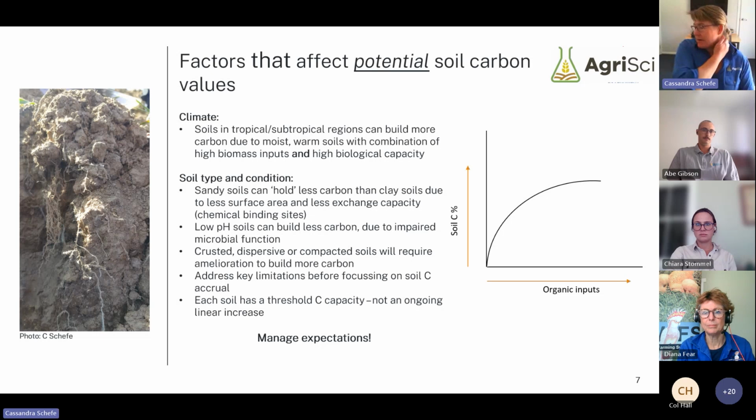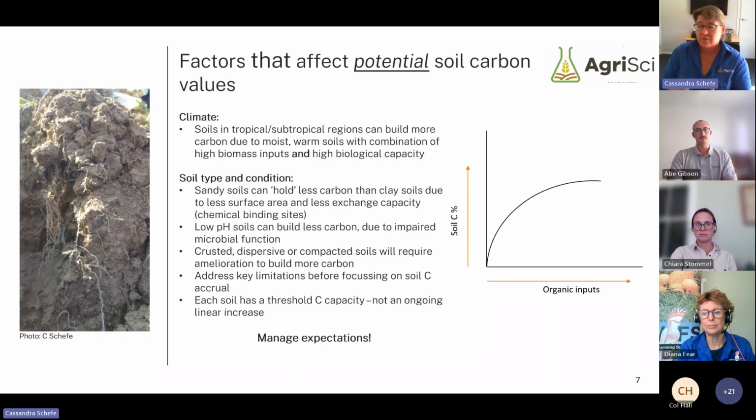So if we then look at that climate piece a bit more, we can see why our different rainfall zones have a different capacity to hold carbon. We know that in our tropical and subtropical regions, the moist conditions, the high biomass inputs and the high biological capacity all combine to enable a lot more conversion of plant material into organic matter.